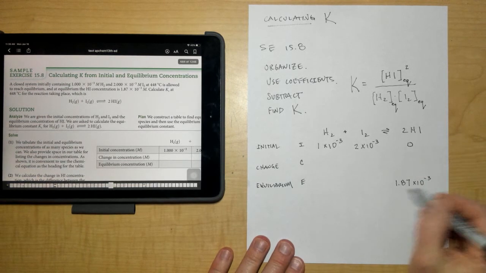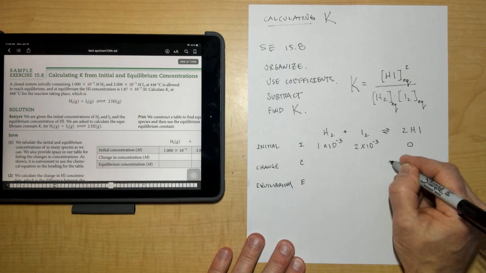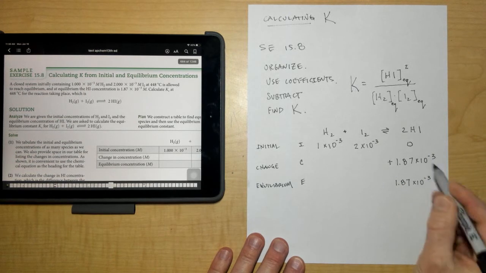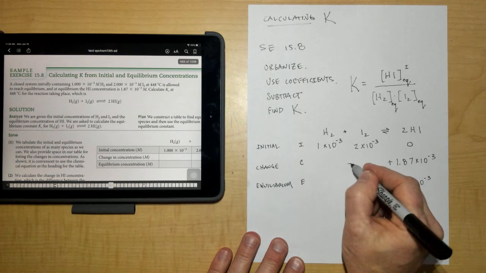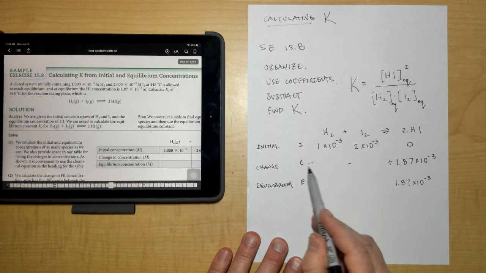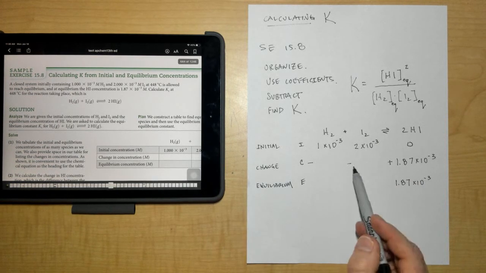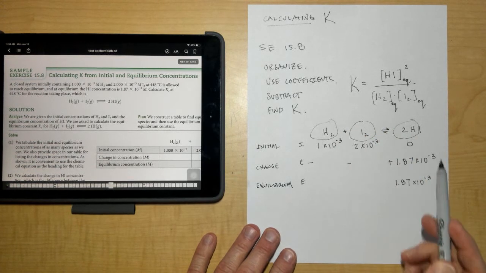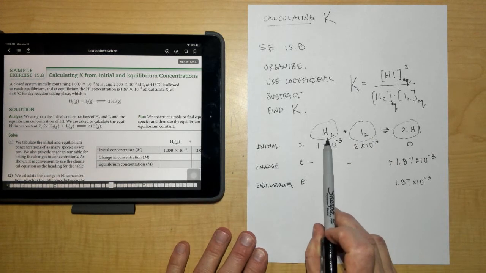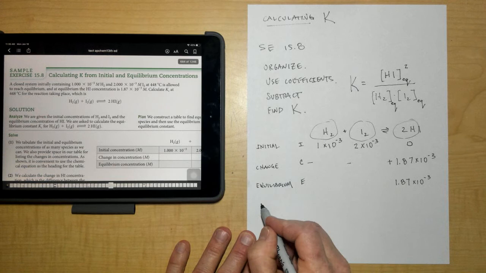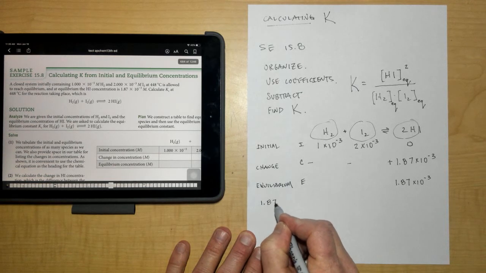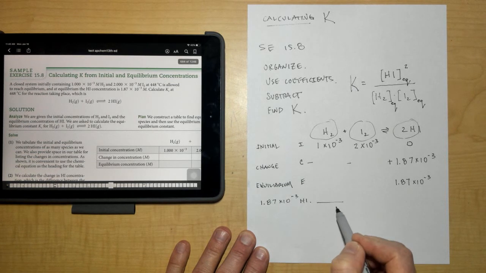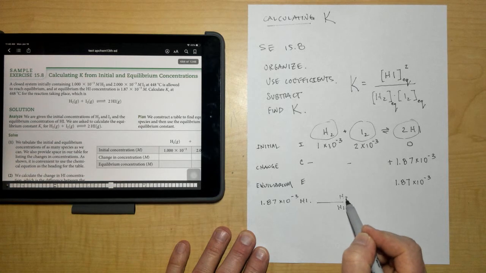So for this to go from 0 to 1.87 times 10 to the negative third, we must have added 1.87 times 10 to the negative third molar amount over here. That means we must have lost some of this and lost some of this, and so we put minus signs right here. To figure out how much we lost, we have to use the coefficients for the reactants and the products. If we want to find out how much H2 was lost, we start with the HI that we gained, 1.87 times 10 to the negative third HI, and put HI in a position where it's going to cancel, and H2 as my new set of units.